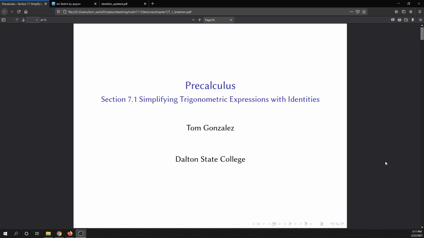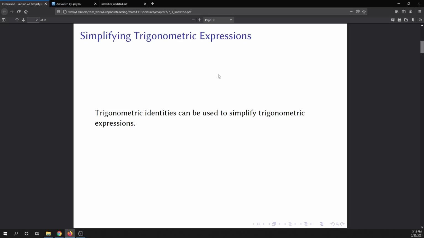In this video, we are going to talk about simplifying trigonometric expressions using identities. One of the things that you can do with the identities that we talked about is to use them to simplify trigonometric expressions. Sometimes it will go from a really long, complicated looking expression, and then you can simplify it down a lot using the identities.